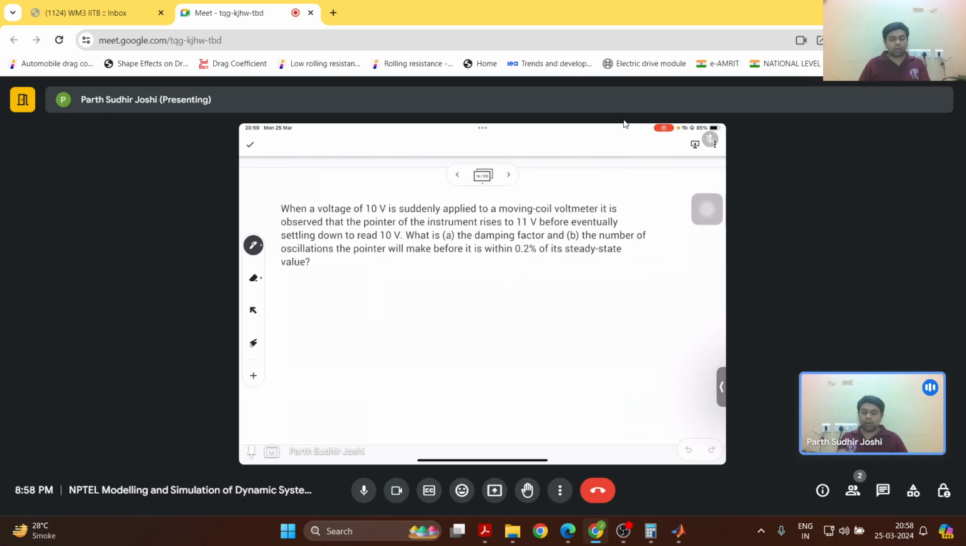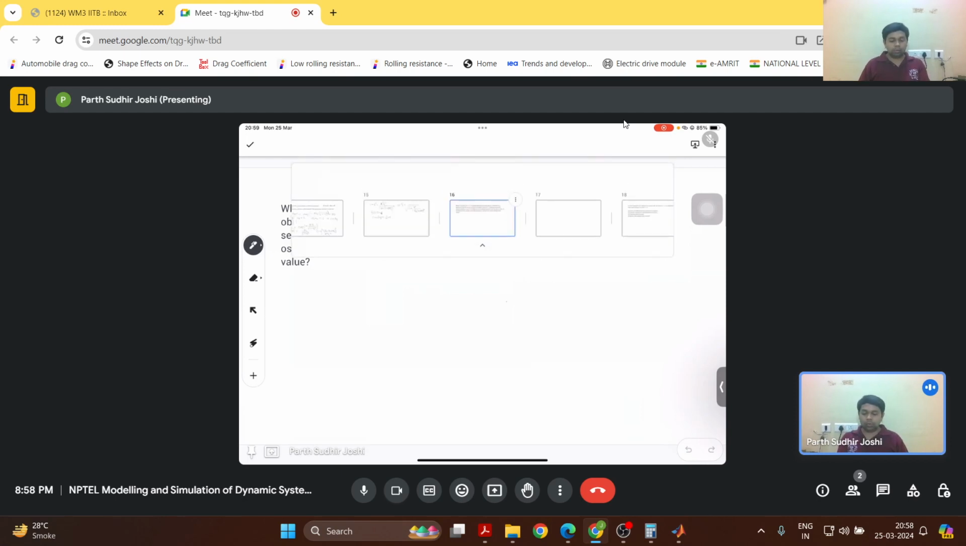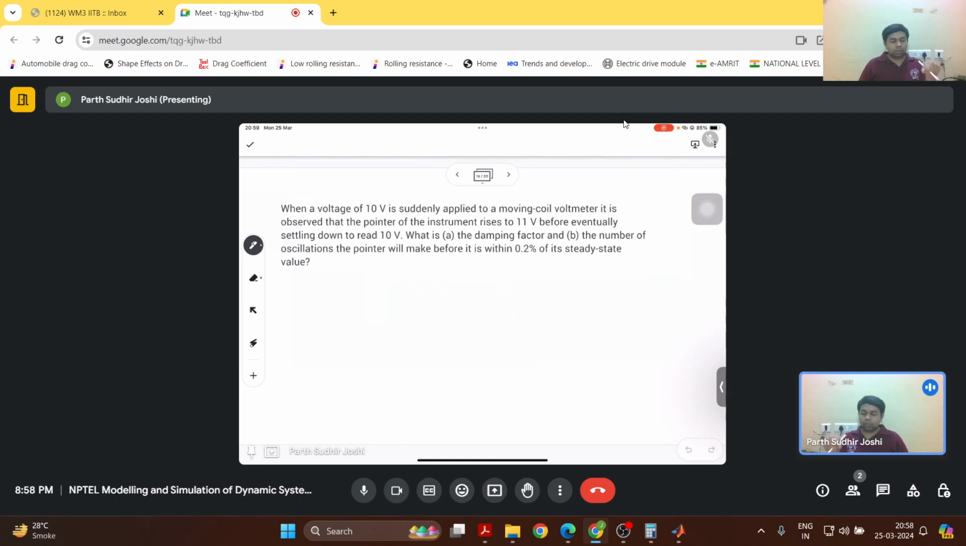So let us now look at one more problem. When a voltage of 10 volt is applied suddenly to a moving coil voltmeter, it is observed that the pointer of the instrument rises to 11 volt before eventually settling down to the reading of 10 volt. Now we have to find out what is the damping factor and the number of oscillations that the pointer will make before it is within 0.2% of its steady state value.